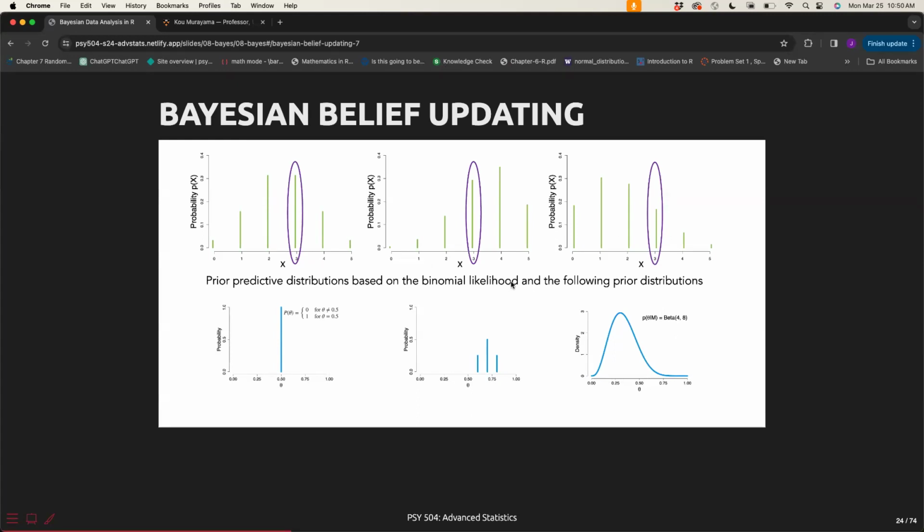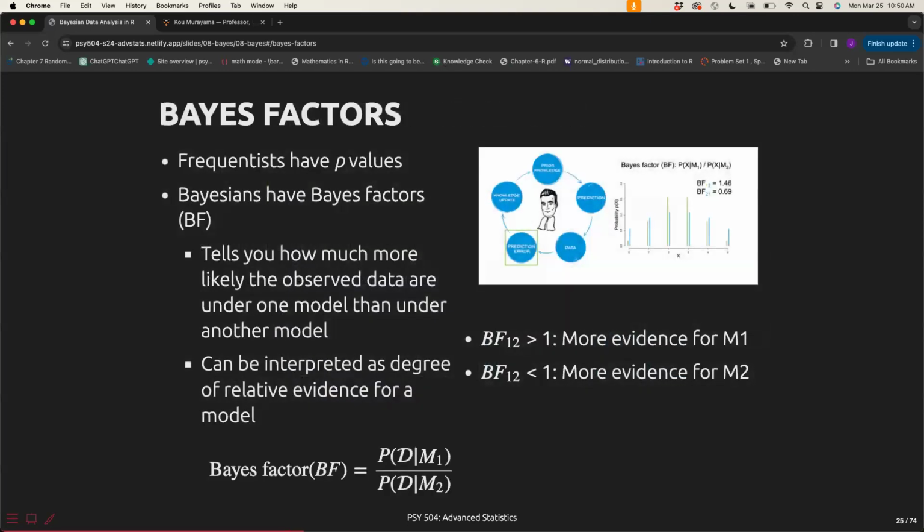So which model is the right model given the data? We have two models, model 1 and model 2. We could have models 1, 2, 3, 4, 5. Which one's better? What we can do is calculate what's called a Bayes factor, and this will tell us which model is more likely. Bayes factors are an important concept in Bayesian statistics. Frequentists have p-values, Bayesians have Bayes factors. If you're a hardcore Bayesian, I don't know if you're using Bayes factors, but as a psychologist, I use Bayes factors. I like Bayes factors.